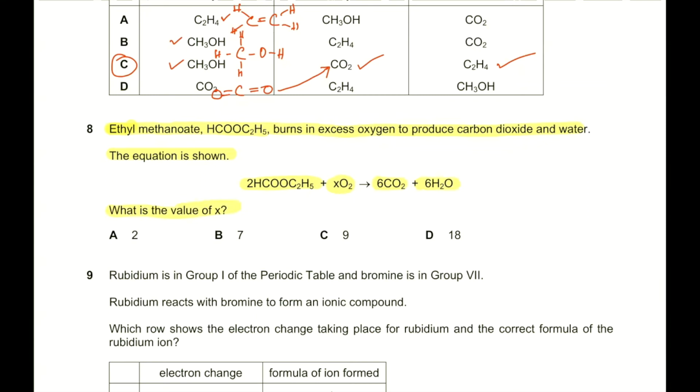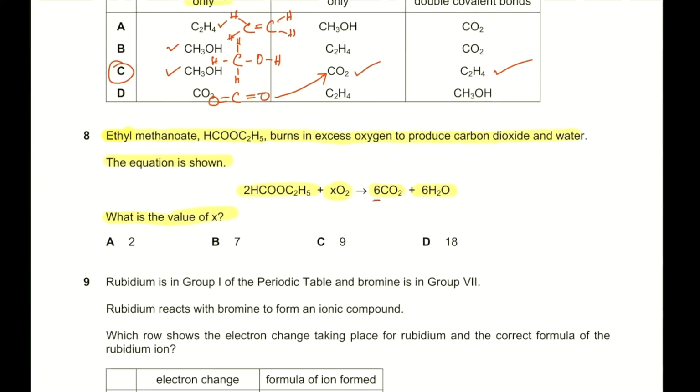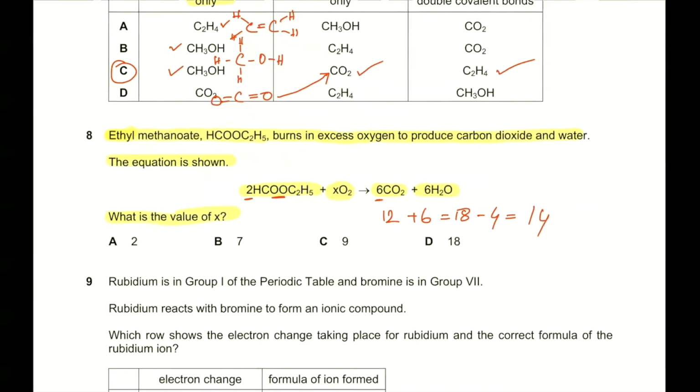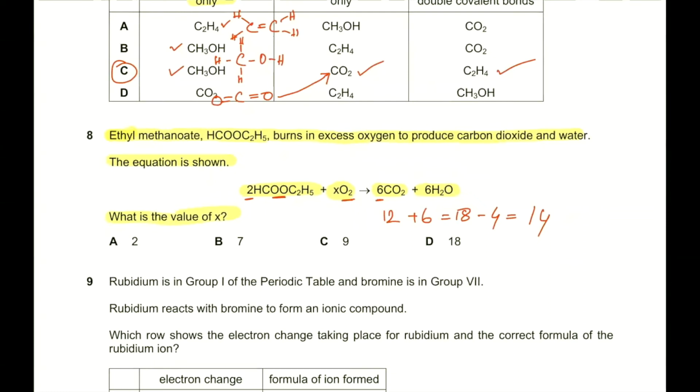So the value of X, guys, we need to balance it. There are a total of 6 into 2, 12 oxygen in here, and 6, total of 18. Now, from here, we have 2 oxygens, which is multiplied by 2, so we will have to minus 4 oxygens. 18 minus 4 gives us a total of 14. Since we will have to convert it into O2, 14 divided by 2 will be 7. So 7 O2 will be the answer, guys.